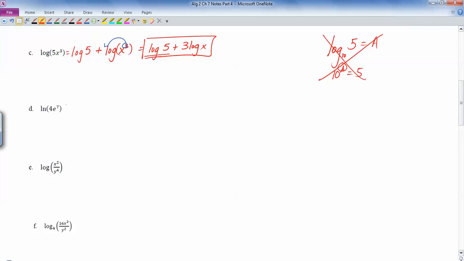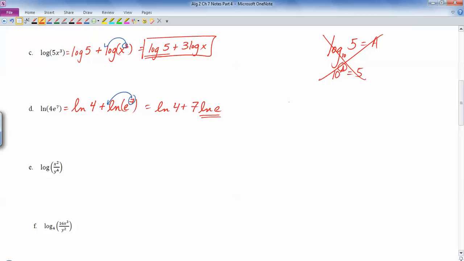If we look at D, ln, remember ln's the same thing as natural log. It's just log base e. But I'll leave ln for now. So it's ln of 4 plus ln of e to the 7th. Well, we got a power. Power can come down in front. So then this is going to be ln of 4 plus 7 ln of e.